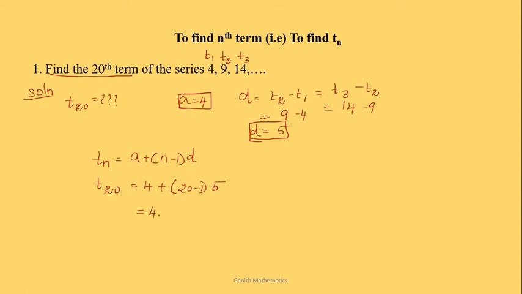So this will be 4 plus (20 minus 1), which will be 19. 19 into 5 is 95. Okay. So 95 plus 4 will be 99. T20 is 99. This is what our answer is. That means the 20th term is 99. Next we are going to see the next problem.